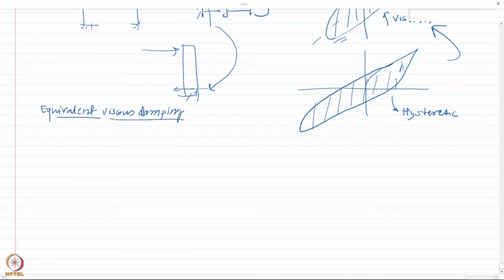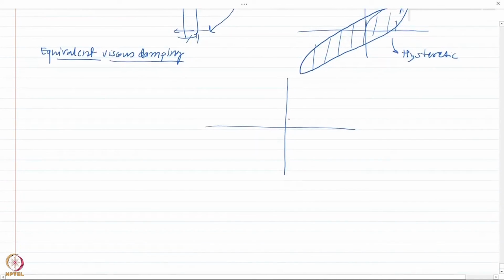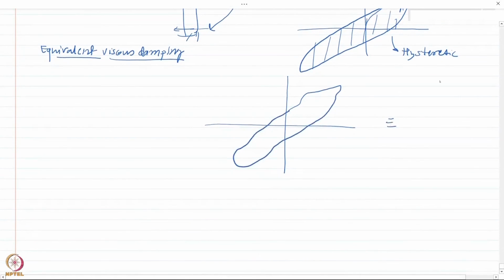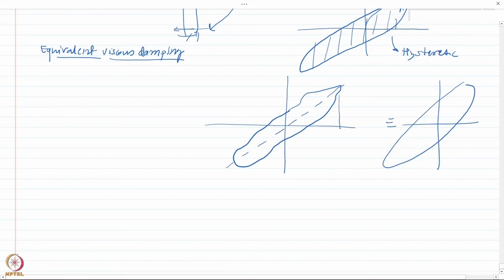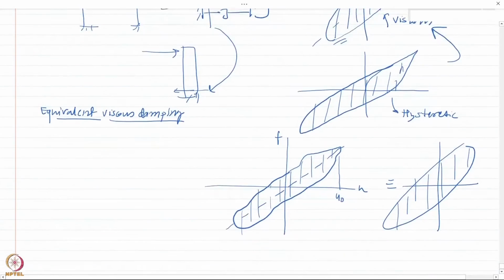so that I can represent a system with a very general force deformation loop, something like this, by a viscous damping like this. So for this, I need to find a stiffness at a certain value of displacement. Let us say this is the displacement amplitude. All right. So we need to find that, and then what do we do? Whatever energy is dissipated in this random loop, we equate it to a linear viscous damping loop that we had obtained here using our own formulation.